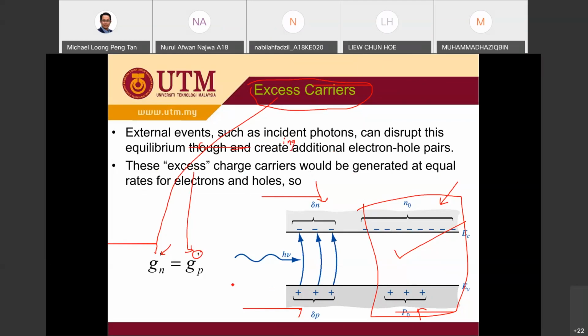So now if you have photons, the electrons absorb the photons, they have extra energy, then they'll jump to the conduction band. So now creating delta N, an excess carrier. In addition to the thermal equilibrium that we calculated before, now we have the new delta N and delta P, and that is shown by this small capital g prime N equals g prime P.